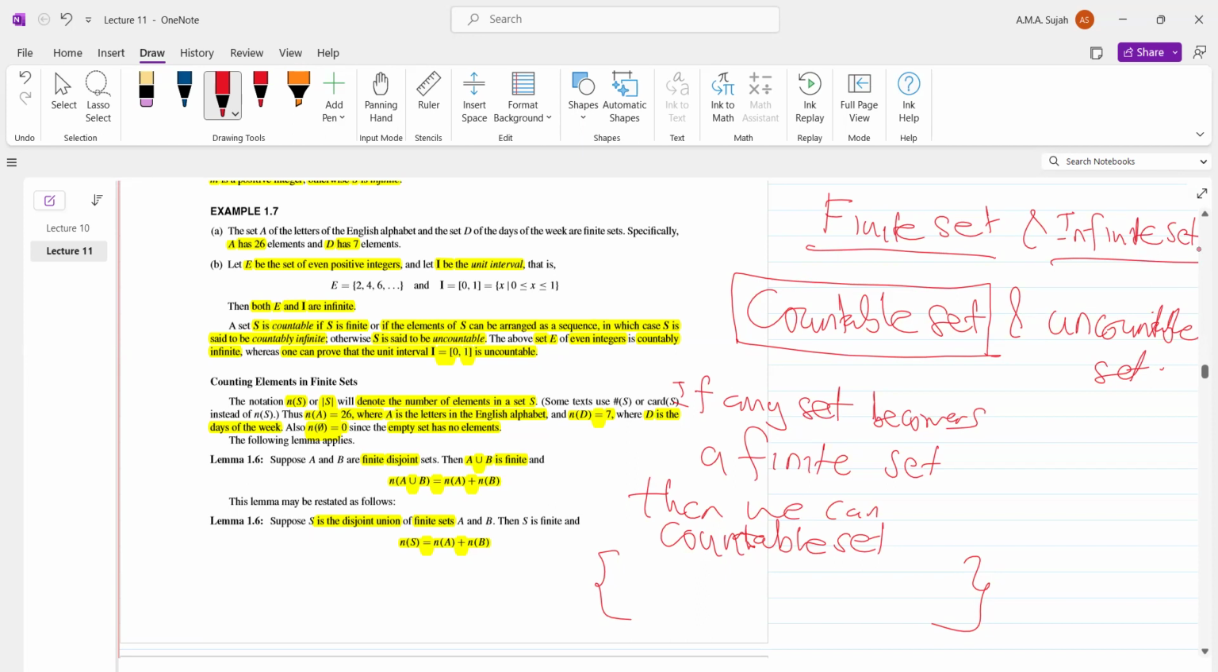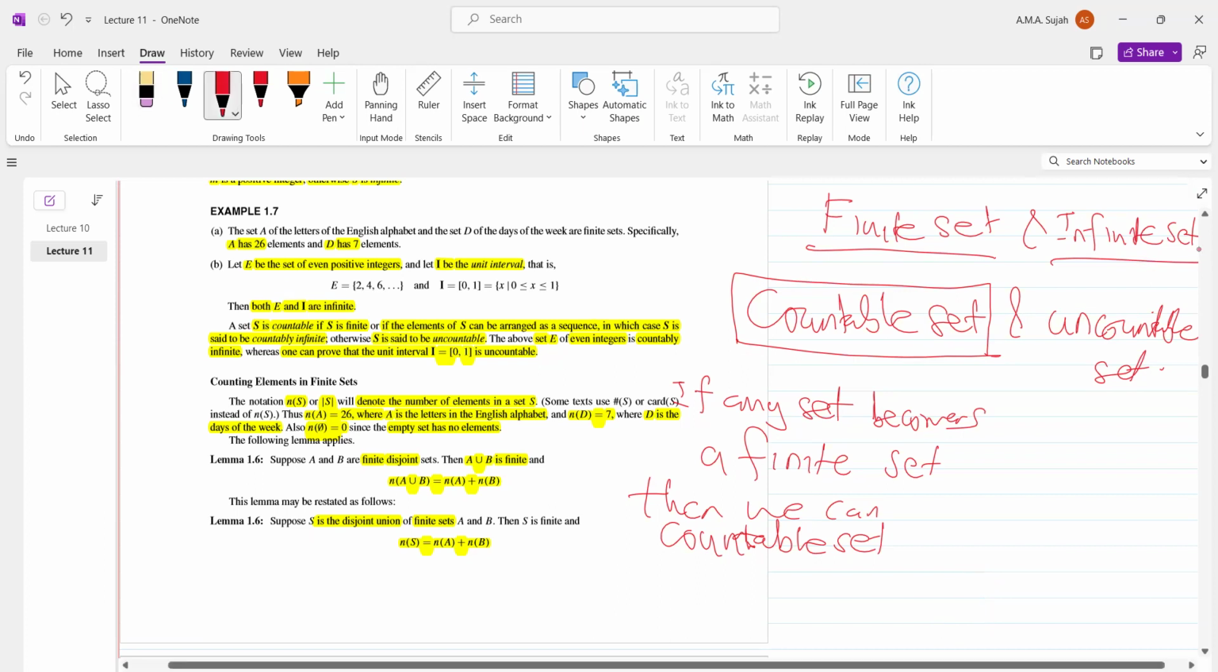So in countable sets, we can say if it is a finite set, it becomes a countable set, right? Another situation: the set is not a finite set, but the elements are in a sequential order, then we can say that is a countable infinite set, right? So a countable set means it must be a finite set. Then only we can say that is a countable set, right?